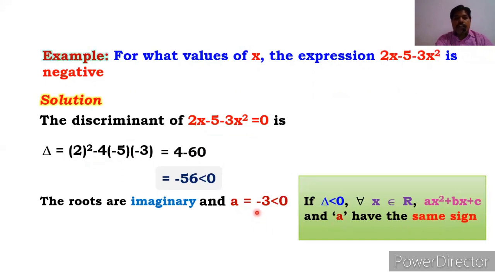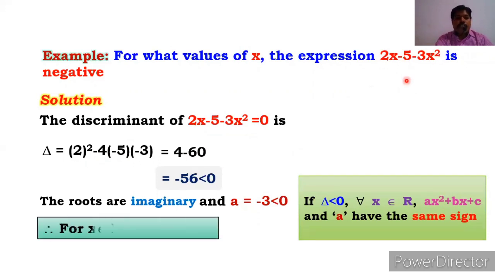So if a is negative, then for all x belongs to R, the expression is also negative. So the answer will be: for all x belongs to R, the expression value is negative. So all are understood, students?